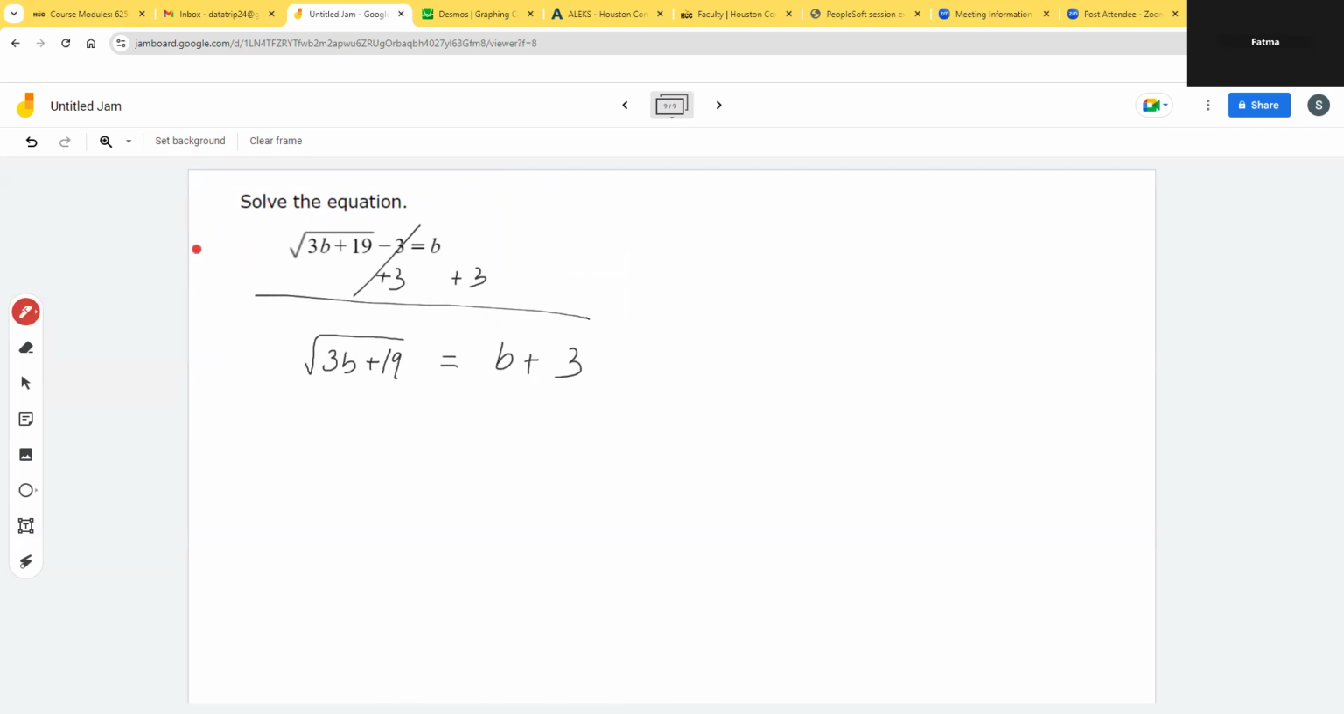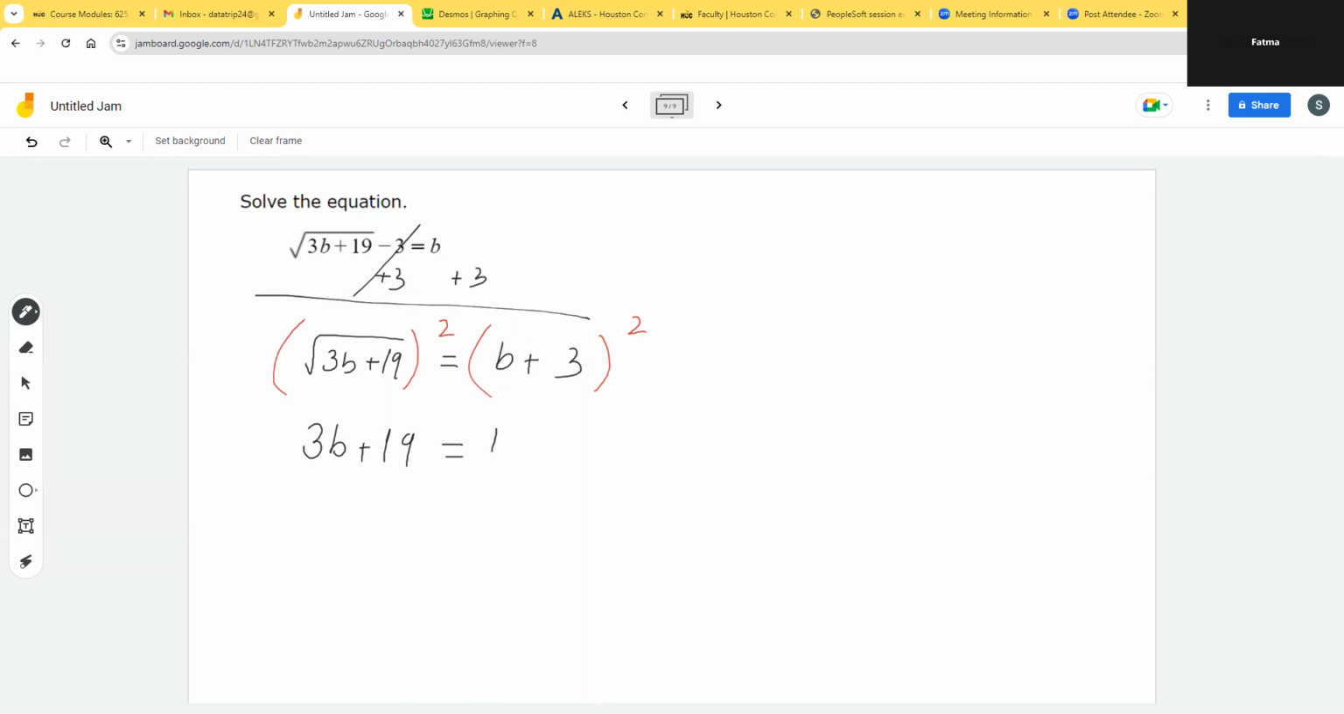Once the radical is isolated, what are we going to do next? Square both sides. Okay. Is it hard to square the square root? Not at all. The power 2 is going to cancel what? The radical. And what's the only thing we always get? 3b plus 19. But then this is the part we have to work a little bit extra, right? You can definitely write them out and FOIL them, but there's also a shortcut.